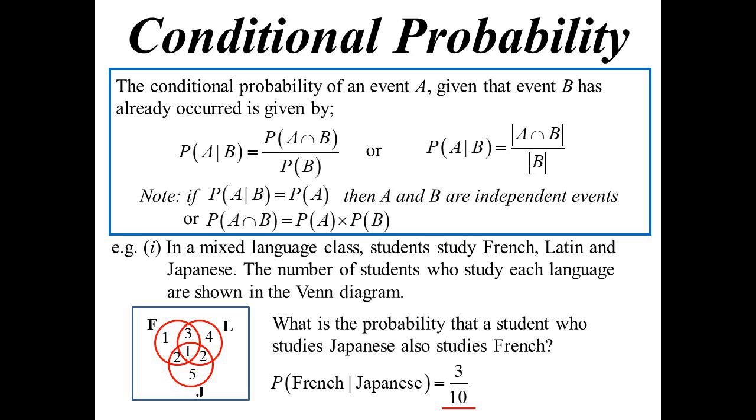I suppose if you think about it logically, what we're really saying is the sample space now isn't the whole universal set. The universal set just becomes Japanese, because we're saying, given that they study Japanese, so we're only interested in the students that study Japanese. So our universal set is now just the J set here. And so again, we can look at that and say, in our set of 10, only 3 are studying French.